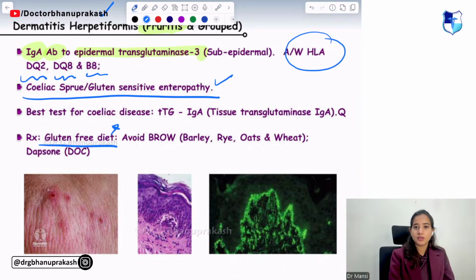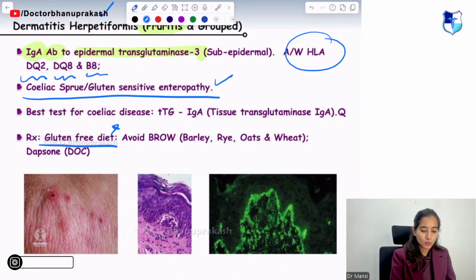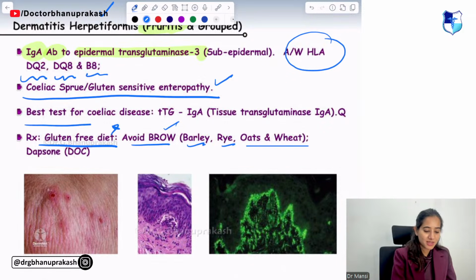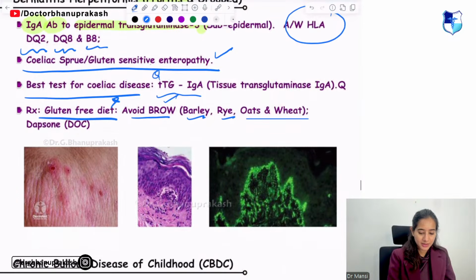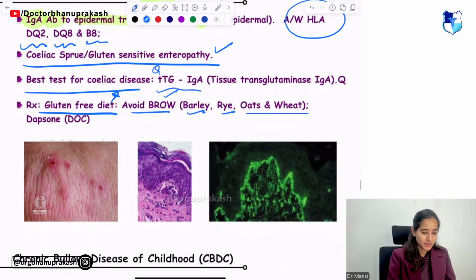We give them a gluten-free diet. And what is to be avoided? Avoid BROW. What is BROW? Barley, rye, oats, and wheat. Okay, the best test for celiac disease overall, you should know this: tissue transglutaminase IgA antibody. That is the test which you give to them.